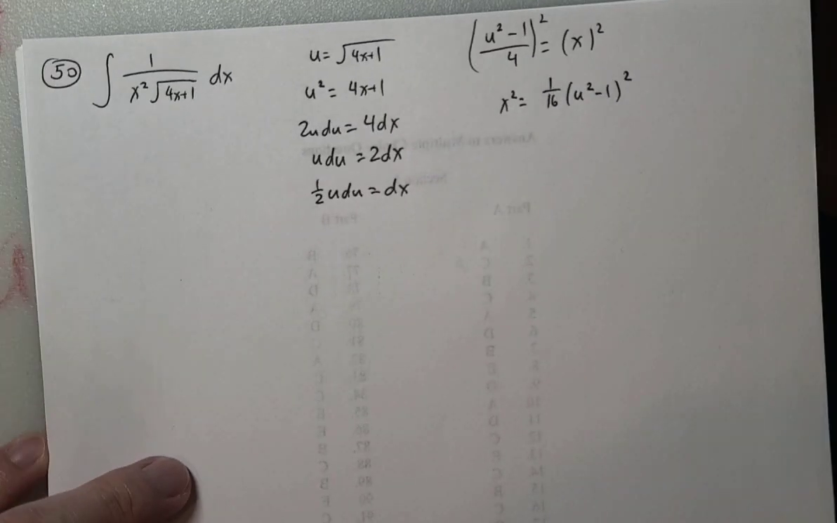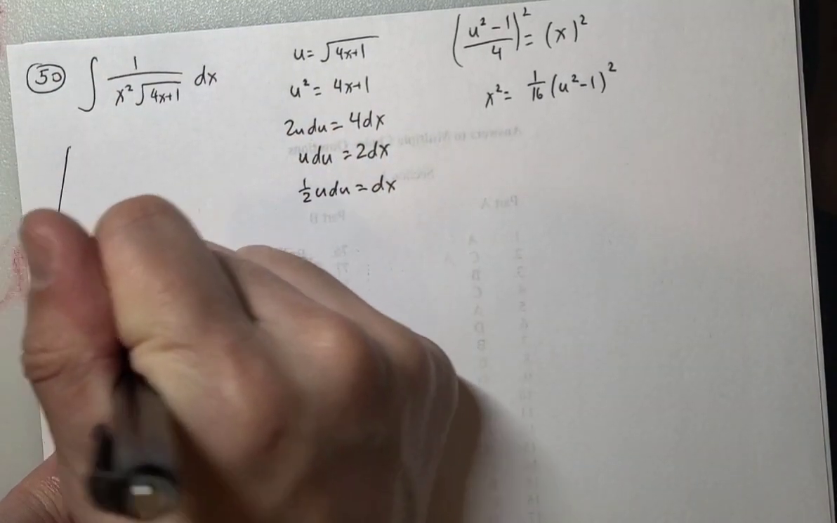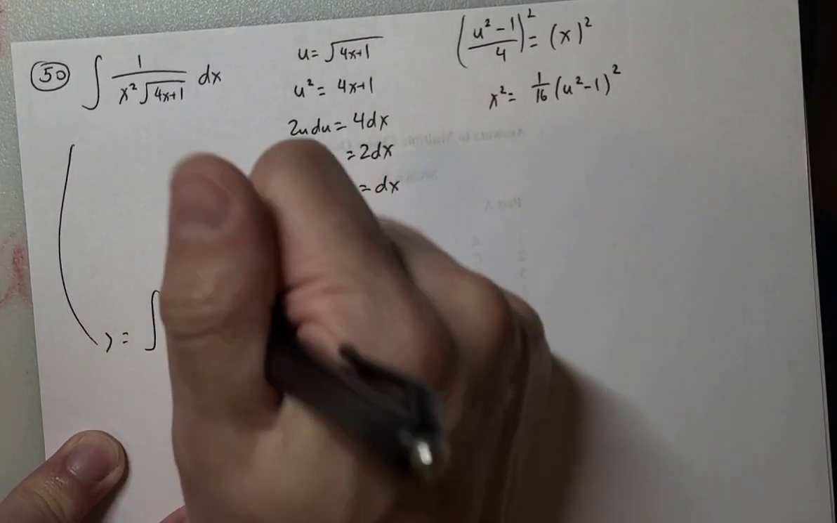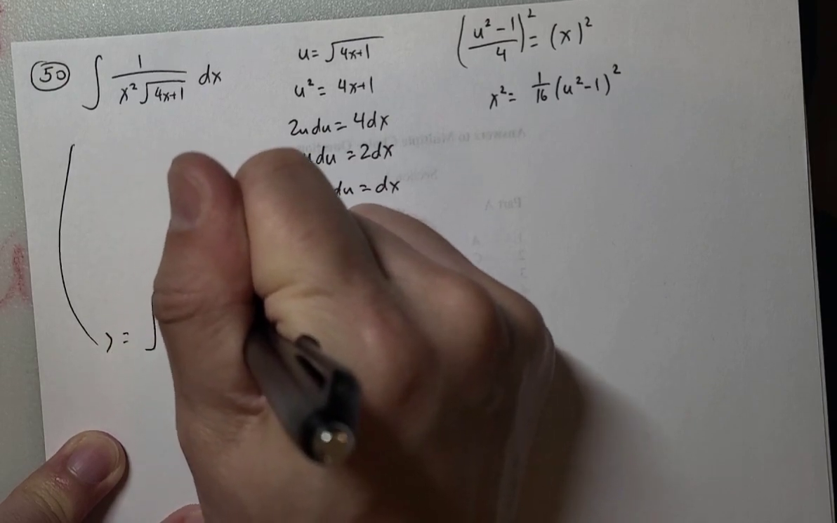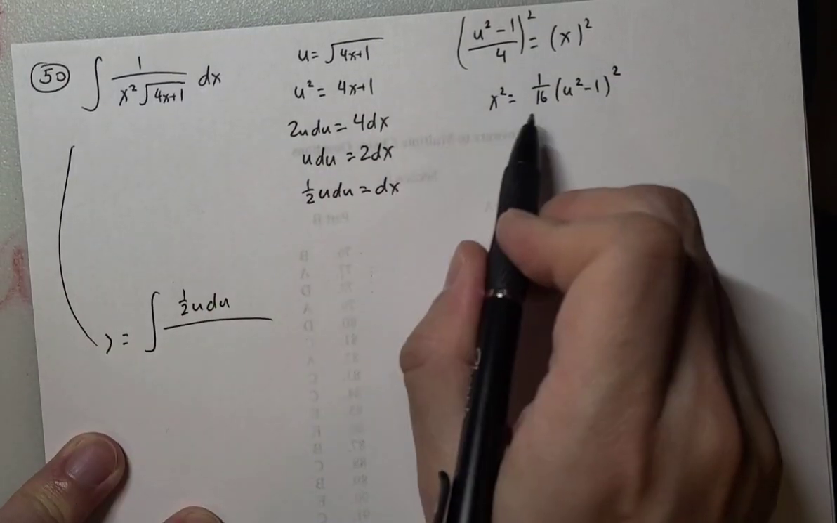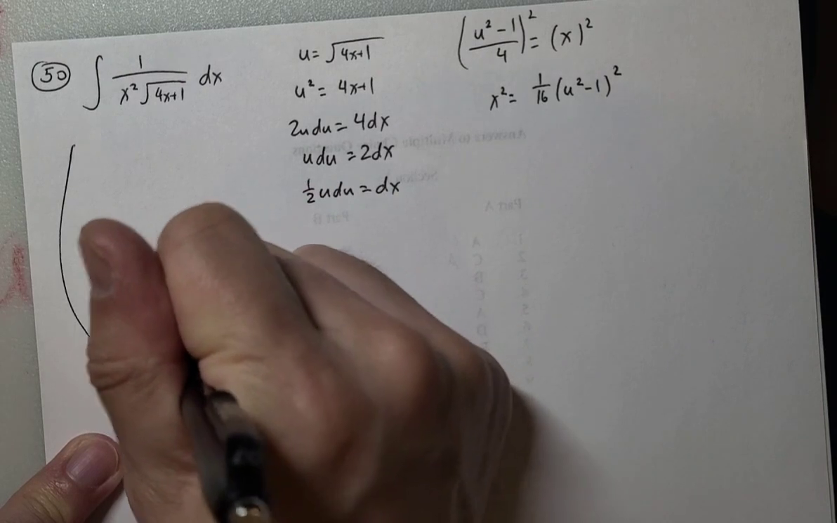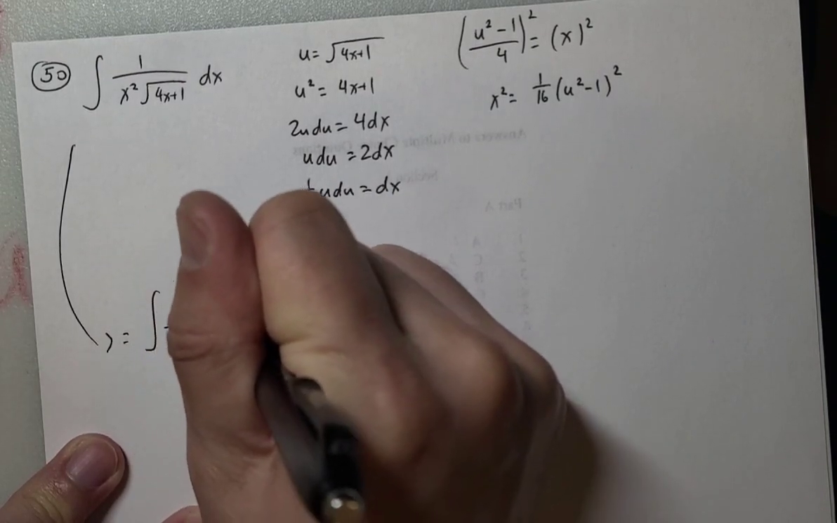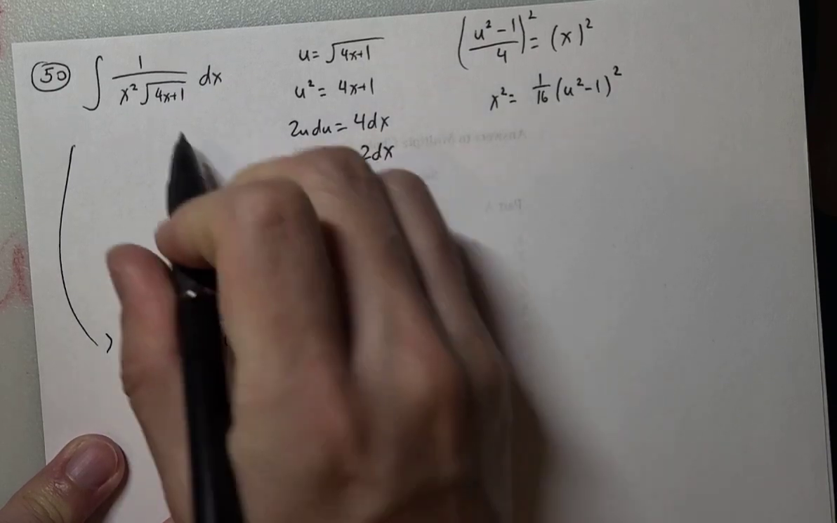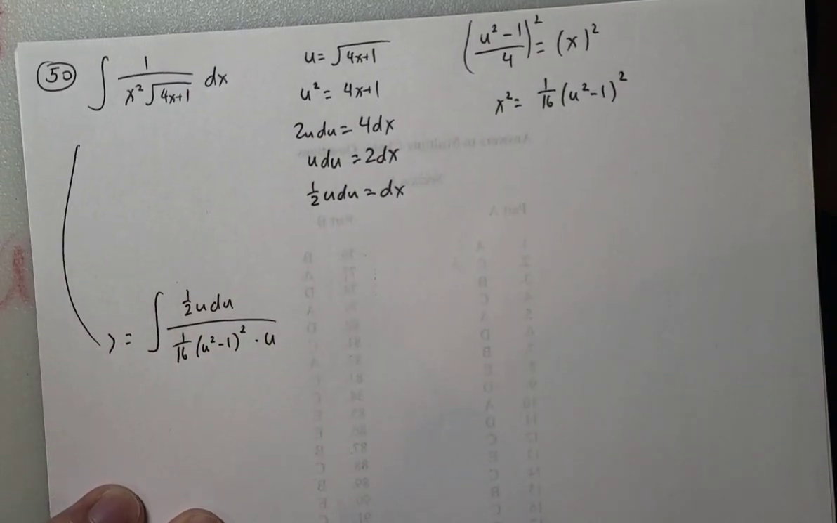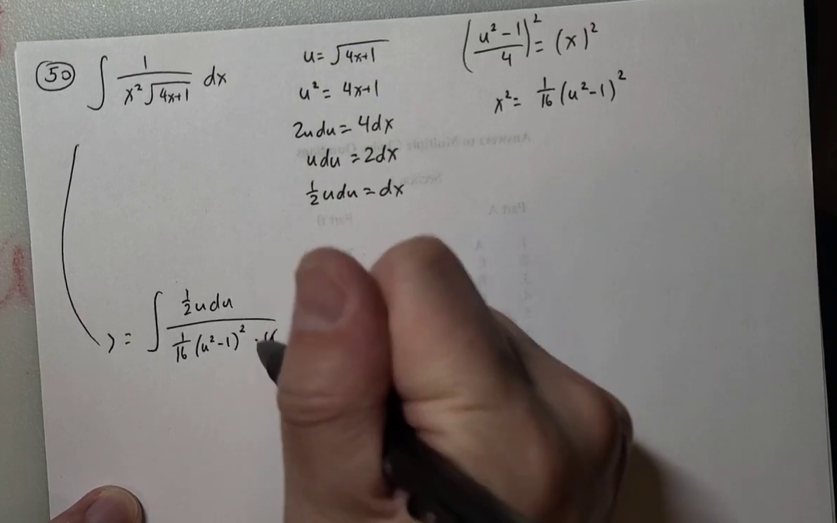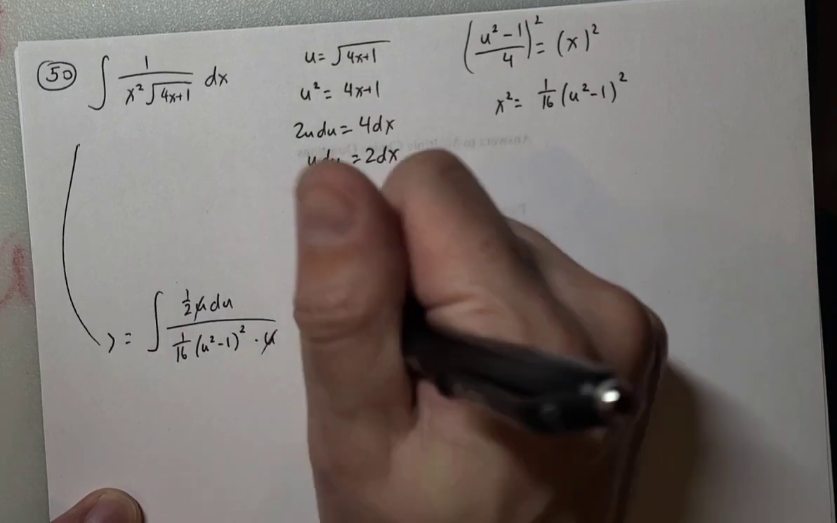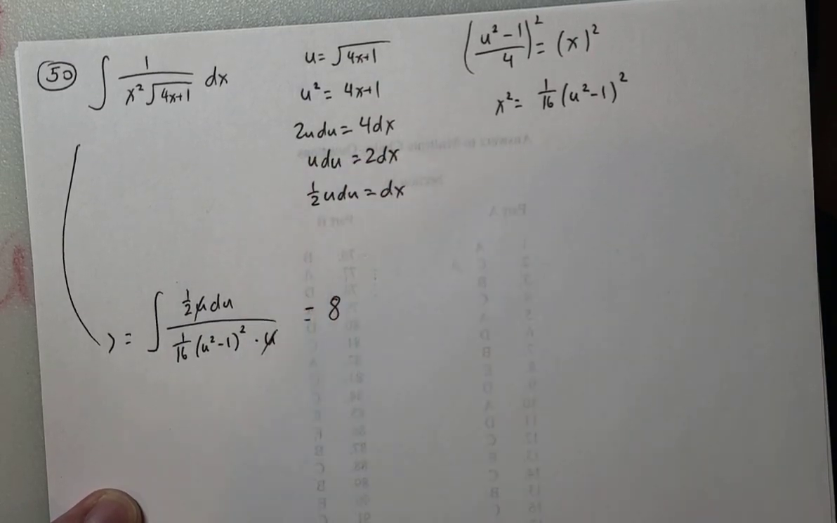Okay, now let's substitute. This is the integral of dx on top. dx is half u du. x squared we found over here: 1 over 16, u squared minus 1, squared, times the square root term, which is just u. Okay, so now let's simplify a little bit. This u and this u would cancel. This is just a 16 on top. 16 divided by 2 is 8. So we can pull the 8 out as a constant.